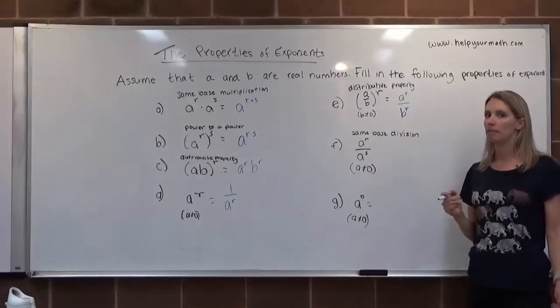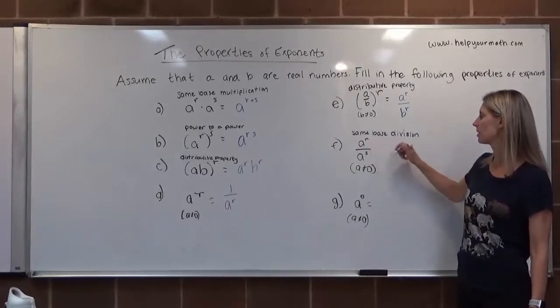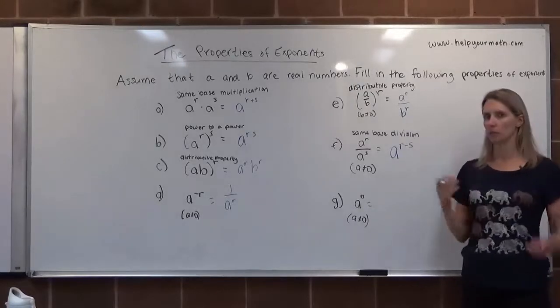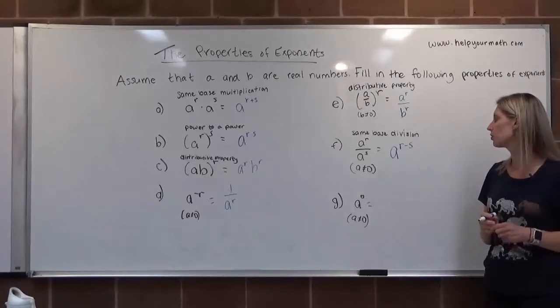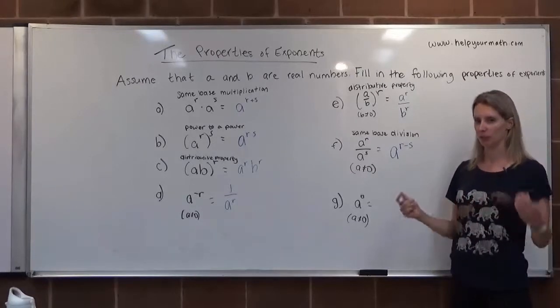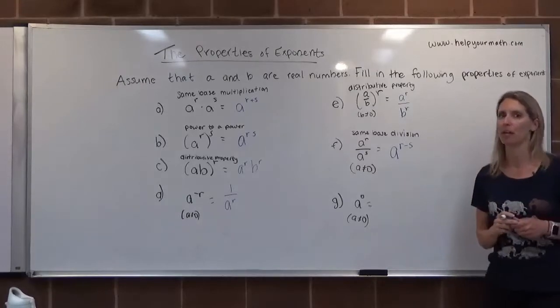For same base division, so if you have division of the same base, what you can do to simplify this is subtract the exponents. So it's like the opposite of the same base multiplication. This one I do caution though, which I'll talk more about in other videos when we start simplifying, why we might actually alter this definition or property a little bit.